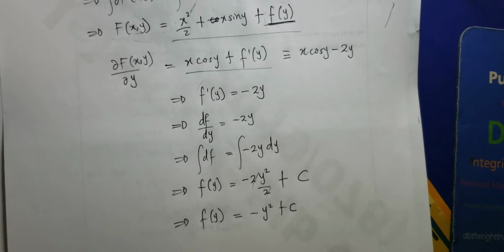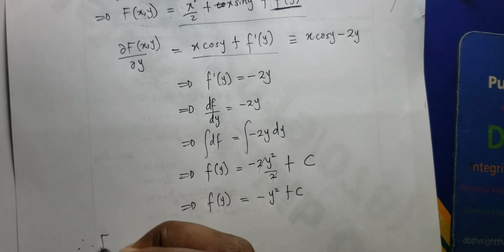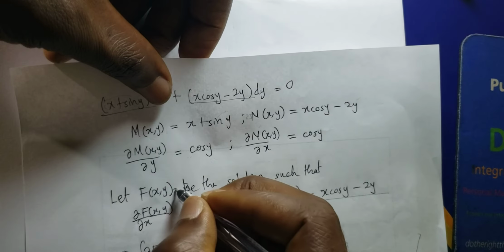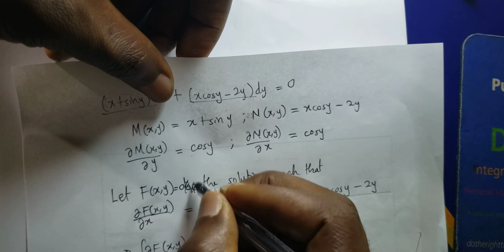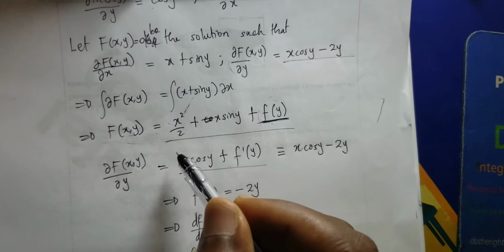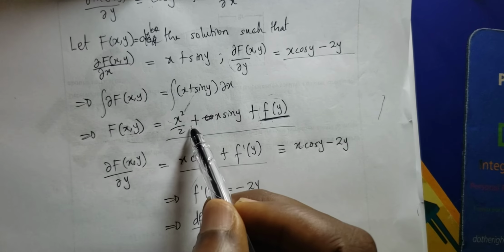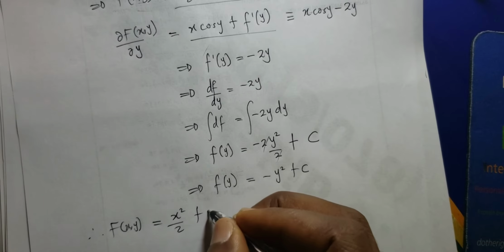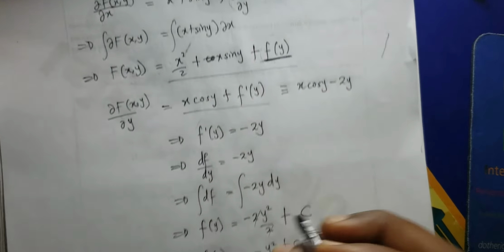So that means our result will now be f of x comma y, which is our result. Let f of x comma y equal to 0 be the solution. From here, f of x comma y is now going to be what we had before: x squared over 2 plus x sine y. So I'm going to write that out first: x squared over 2 plus x sine y. That's the result from here, plus f of y.